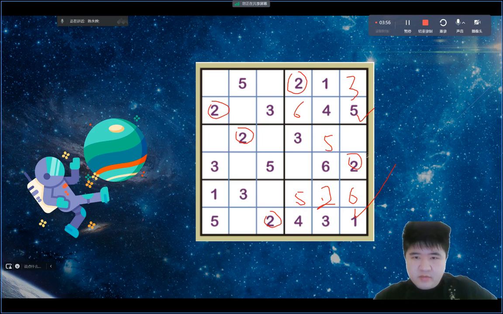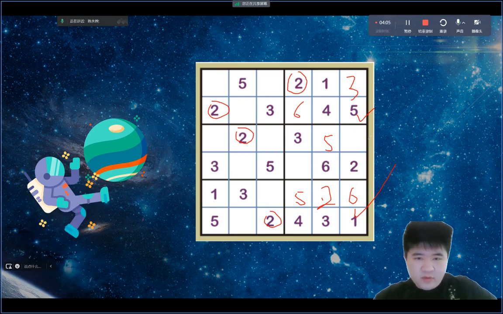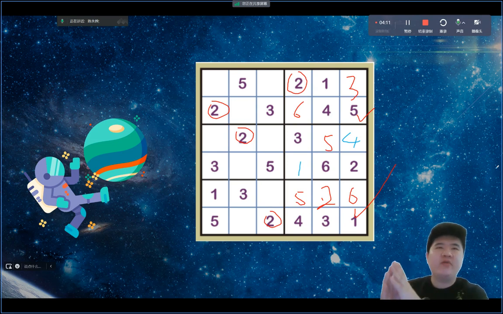Let's see what will be here. We got 1, 2, 3, 5, 6, so it must be a 4. So we get a 4 here, and this is 1. We have completed all 3 columns on the right.